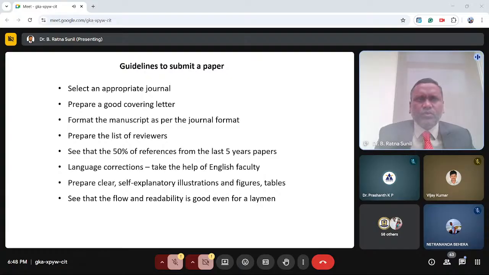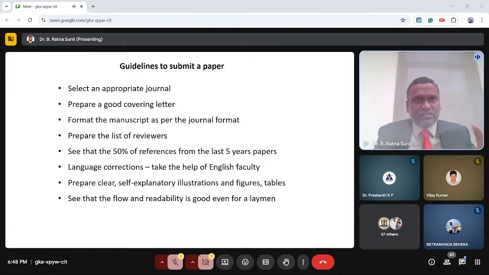You give good reviewers. No need of giving the known person. Sometimes journals, they don't care, right? So if you give good reviewers, then automatically the quality of the comments will be good. And always keep 50% of the references from the last 5 years. If you keep even the last 2-3 years, it is far better, because journals always try to see recent citations, recent references in the references.